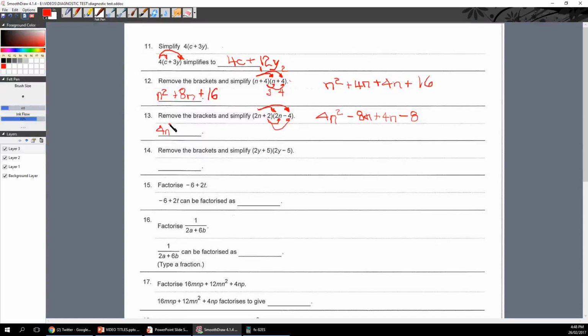So now collecting terms for this one: 4n squared. Now, negative 8n plus 4n is negative 4n.